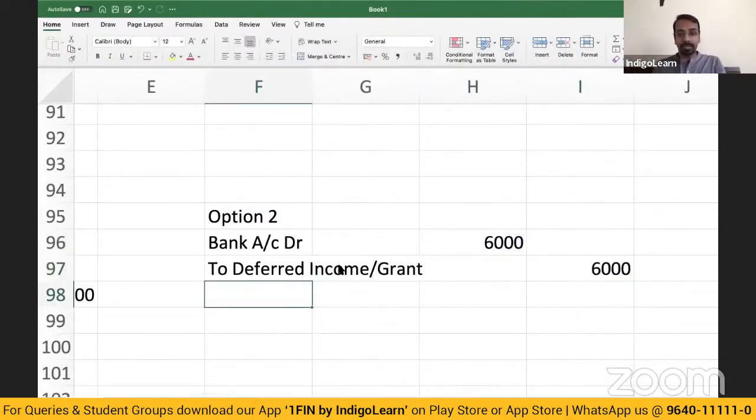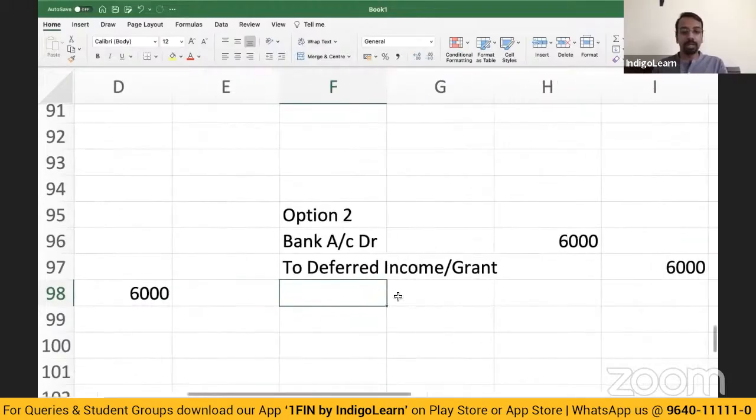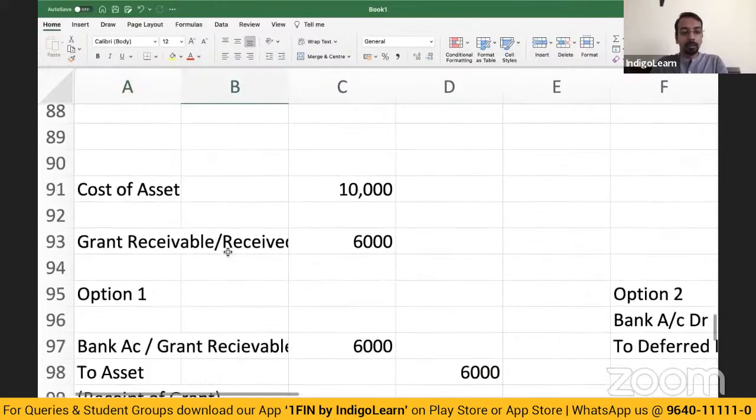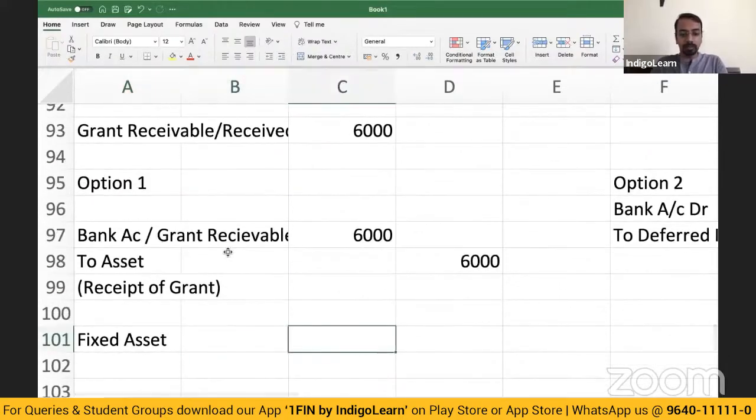Please write narration in the exam. I am not writing it because I am not writing the exam. You have to write narration in the exam, otherwise marks will be deducted. I'm telling you, they'll deduct at least 1 to 2 marks for not writing narration. So bank account debit to deferred grant account is the second option. Now, in the first option, what will happen? Fixed asset, cost is 10,000.